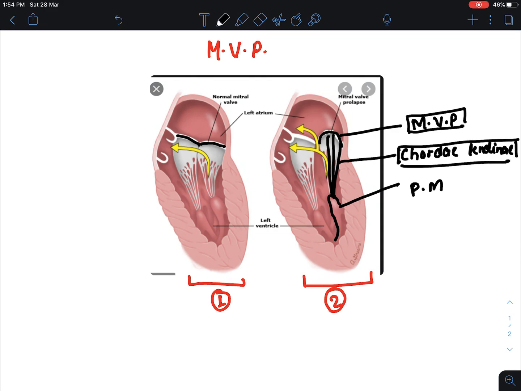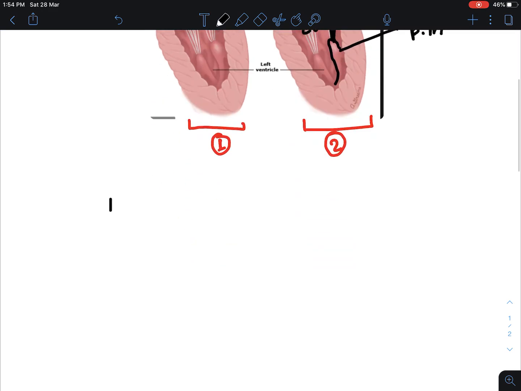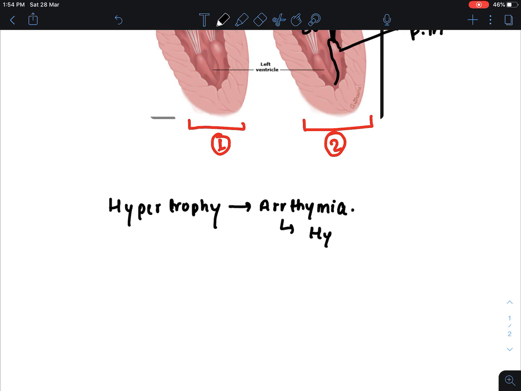Now what will happen if mitral valve prolapse has occurred? The blood which is present in the left ventricle will now reach the left atrium, and therefore there will be an extra amount of blood in the left atrium. The extra blood will lead to an increase in the size of the left atrium, which will lead to hypertrophy of the left atrium, and when hypertrophy of the left atrium occurs, this will lead to atrial arrhythmia, and this will lead to hypotension.